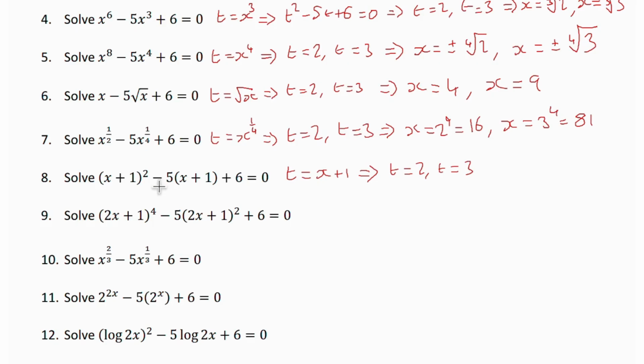which is t squared minus 5t plus 6 equals 0. But if x plus 1 is equal to 2, then x is equal to 1. If x plus 1 is equal to 3, then x is equal to 2. So we get two solutions again, 1 and 2.